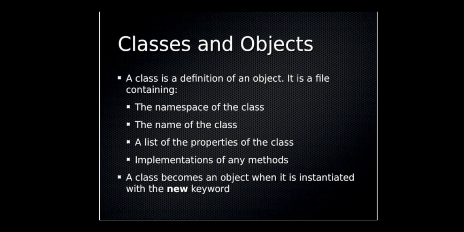So while we are using the class declaration, we will be using these particular features, right? The name of the class, then we will be defining the properties or attributes of the particular class, and we will be mentioning the functions or methods within the class, right? So a class becomes an object when it is instantiated with the new keyword, right? We will be using the new keyword for the instantiation purpose.